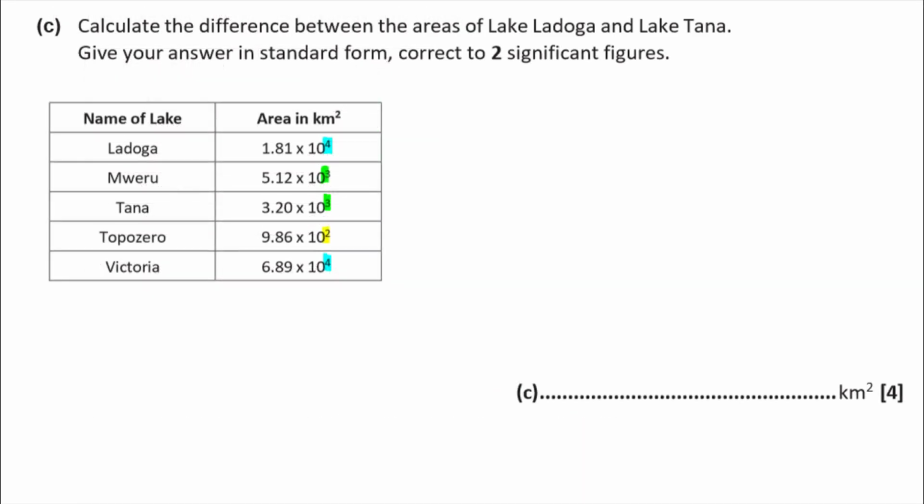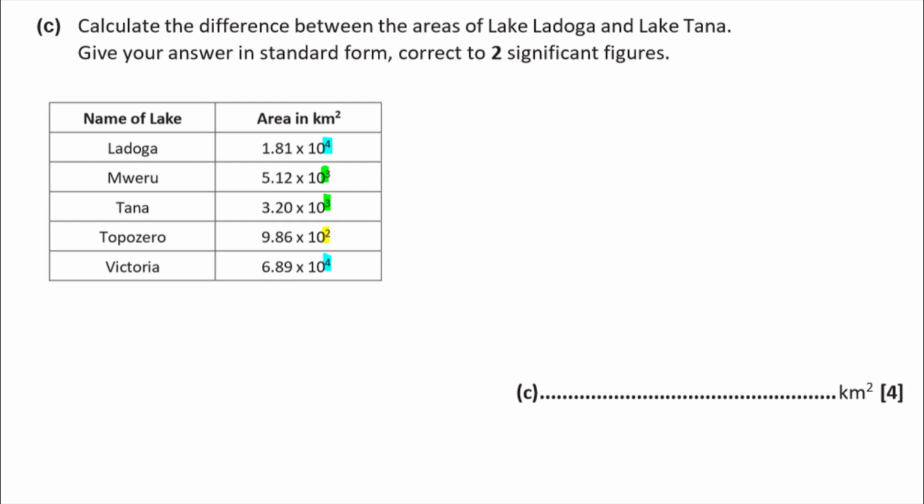Okay. Part C says calculate the difference between the areas of Lake Ladoga and Lake Tana. Give your answer in standard form correct to 2 significant figures. Okay. So difference in mathematics means subtract, isn't it? So we need to take one away from the other. So we are going to be taking the smaller one away from the bigger one, aren't we? So which one's smaller? Ladoga and Tana.